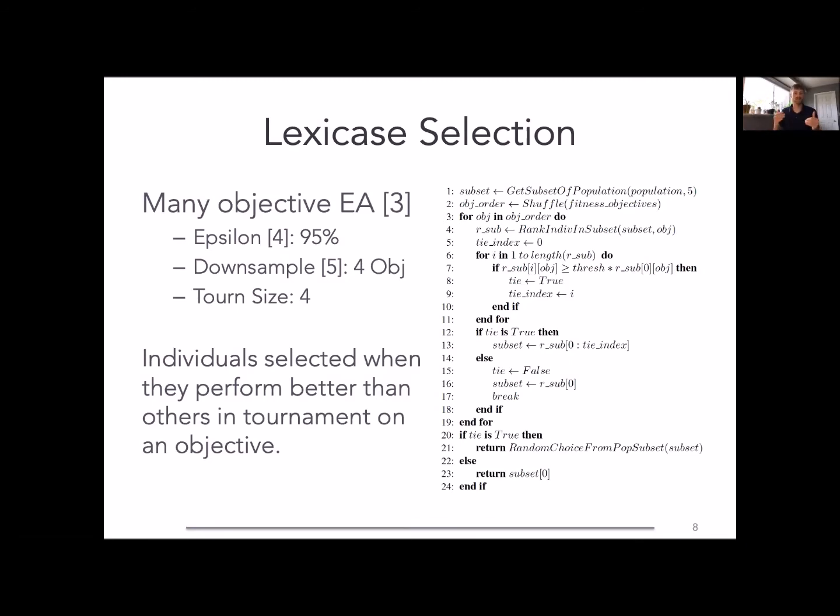So the way lexicase typically proceeds, you have a small subset of individuals from your population, you take your objectives, you randomly shuffle them, and you compare your subset of individuals on the first objective in your shuffle. Now, if one individual is far and away the best individual, you select that individual, move on. If, however, there's a second or third or fourth individual that's actually within 95% performance of the top individual, you move on to the next objective. Repeat the process again. So this is the idea of the epsilon.